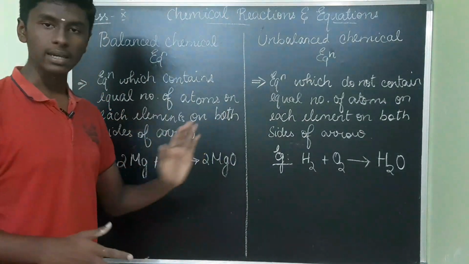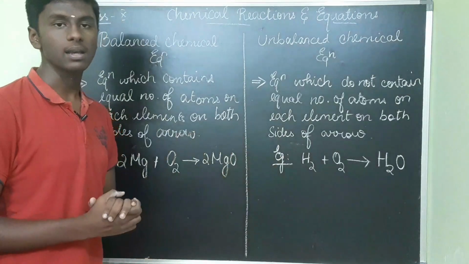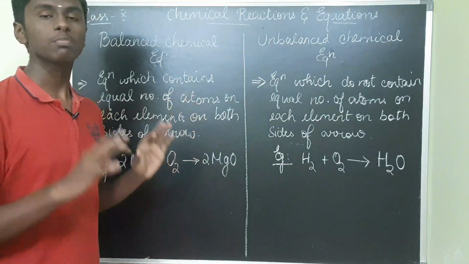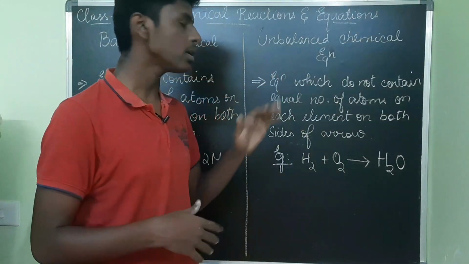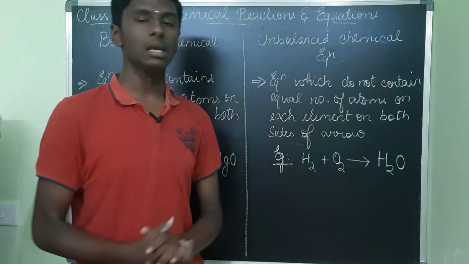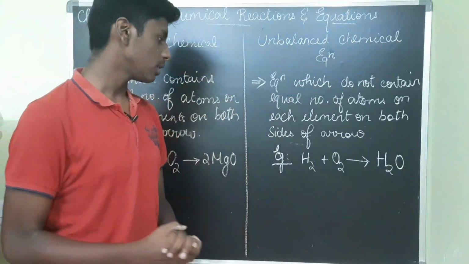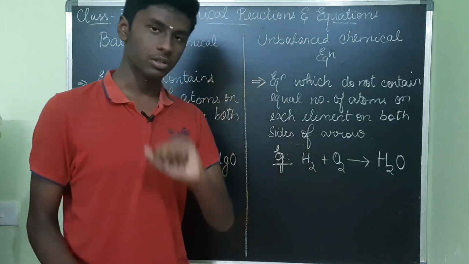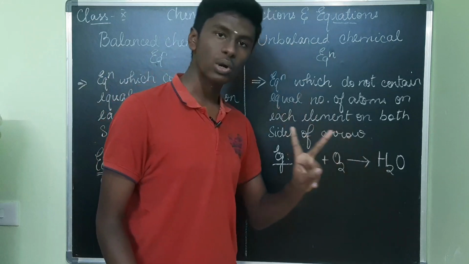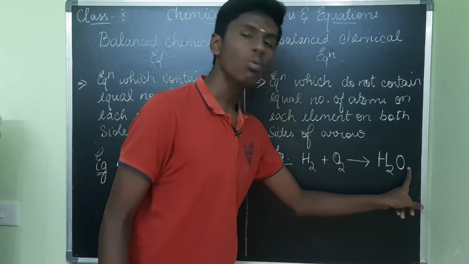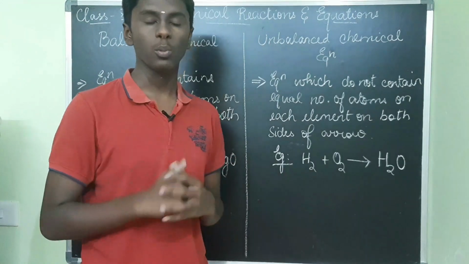So on both sides of the arrow mark, left hand side as well as right hand side, the equation is perfectly balanced. Whereas an unbalanced chemical equation is an equation which does not contain an equal number of atoms of each element on both sides of the arrow. Here, H2, 2 atoms of hydrogen, and oxygen 2 atoms. Here hydrogen 2 atoms, but oxygen only 1. So this is an unbalanced chemical equation.